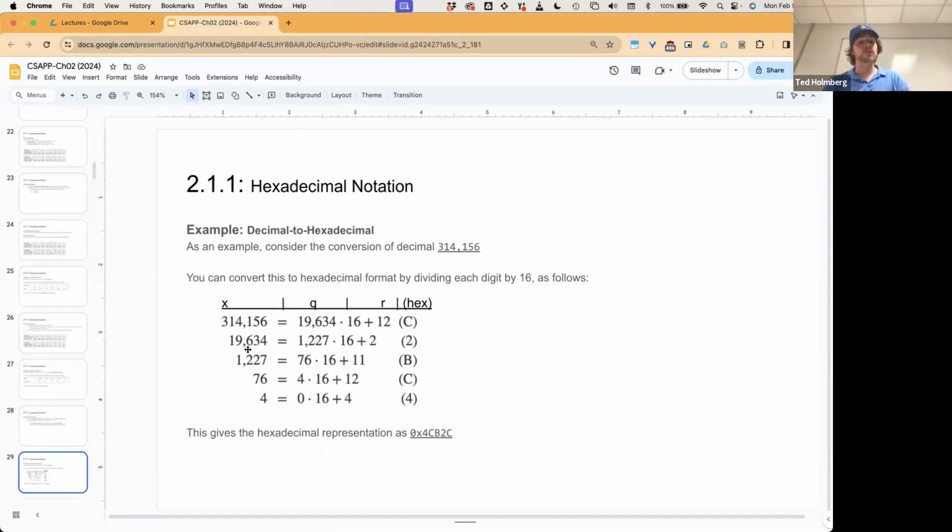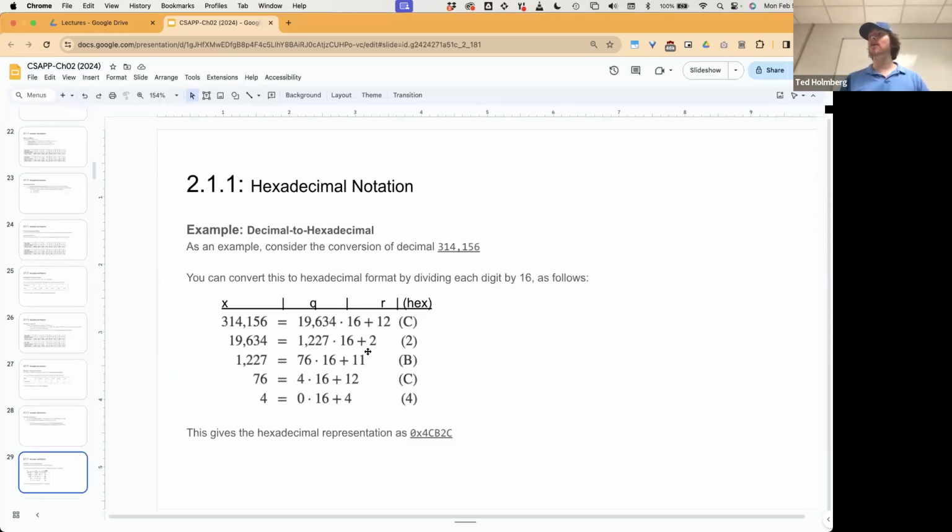Now what we can do is we'll take that 19,634, right? And while that's divisible by 16, that'll produce 1,227 with a remainder of 2. So now we use that 2, that'll be our next least significant bit after our C. So then we'll take the quotient of this, and then we'll go ahead and divide that by 16.